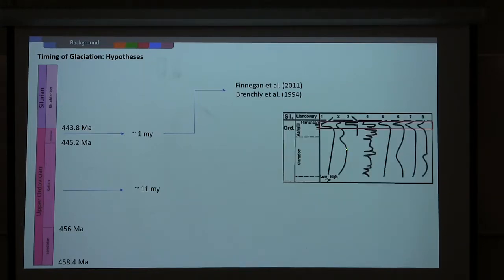Brenchley et al. in 1994 looked at eight different studies to compose bathymetric curves. They note a sharp decline or decrease in sea levels that's confined to the Hirnantian, or that 1 million year time period. And in fact, sea levels were probably rising before that.